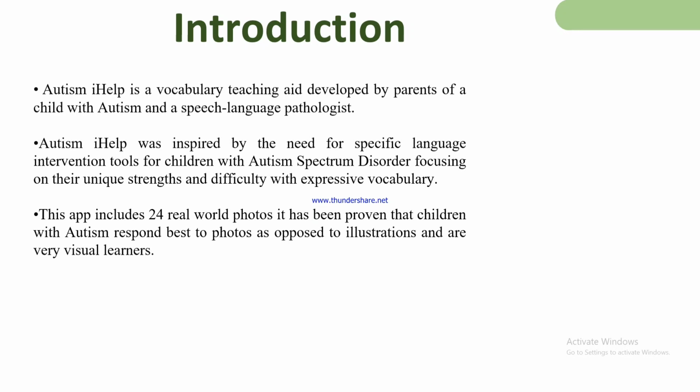First of all, there is the introduction of this mobile application. Autism iHelp is a vocabulary teaching aid developed by parents of a child with autism and a speech language pathologist. It was inspired by the need for specific language intervention tools for children with autism spectrum disorder, focusing on their unique strength and difficulty with expressive vocabulary. This app includes 24 real world photos.